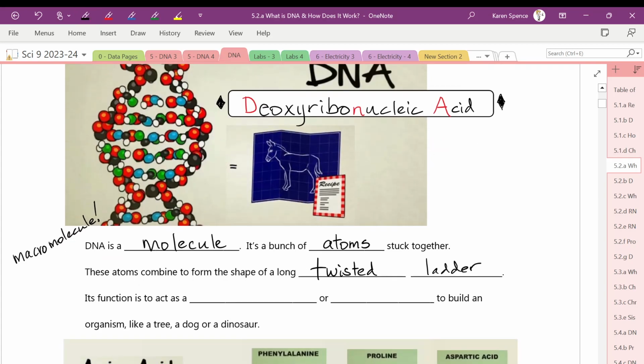And what is the function of DNA? Its job is to act as a blueprint or recipe to build an organism, like a tree, a dog, or a dinosaur.